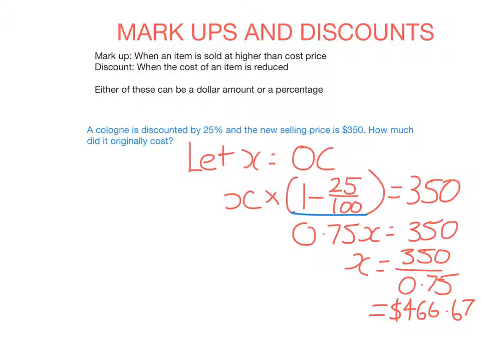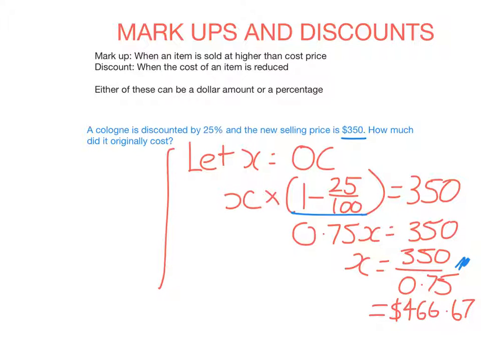But of course, you don't need to go through this whole process of forming an equation and then solving one. You could simply jump to this step. It's just the selling price divided by 0.75. Because what we're actually saying when we discount something by 25% is that we're only paying 75% of the cost. So 75% of the original cost is $350.